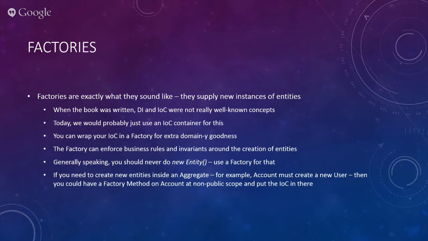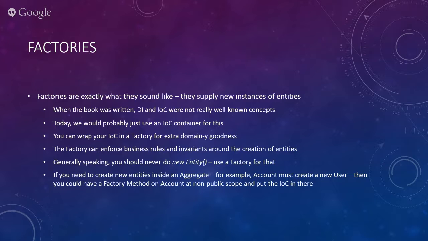Factories. Factories are exactly what they sound like, and they supply new instances of entities. You shouldn't really be doing new entity. You should be getting them from a factory. Back in 2003, DI and IOC existed as concepts, but they weren't anywhere near as well known and thought about as they are today. So today, you'd probably just use an IOC container as your factory. No reason why not. Maybe wrap it in a factory method to make it look extra special. The factory then can enforce business rules and invariants around the creation of entities, which is the key thing. So generally speaking, I say you should never do a new entity, use the factory.